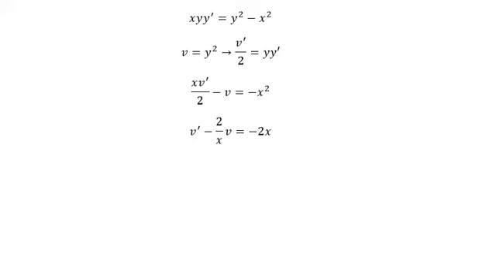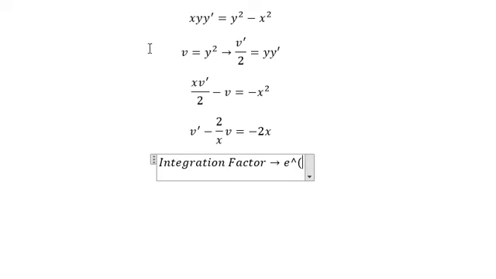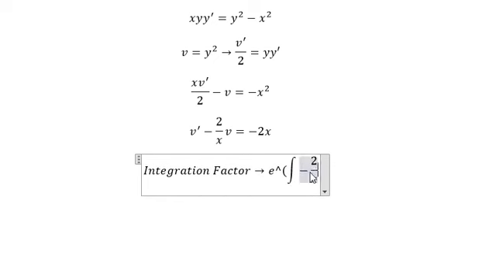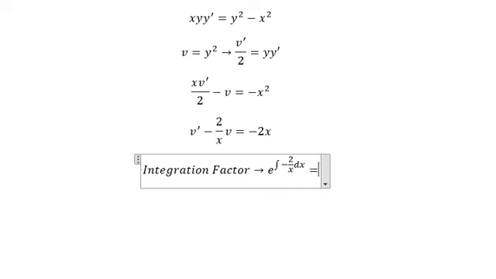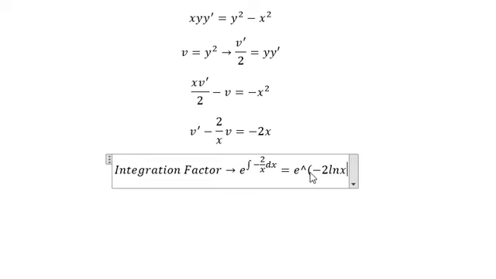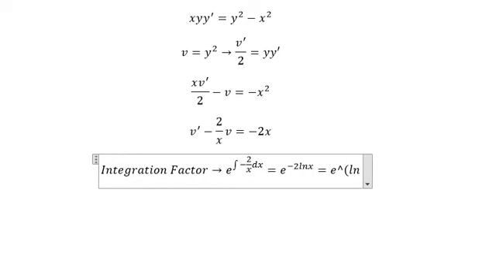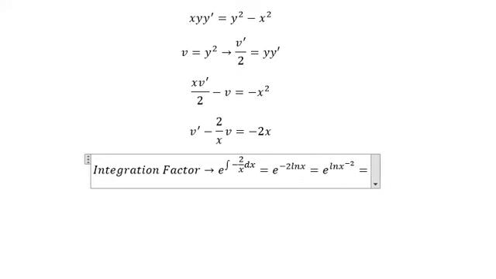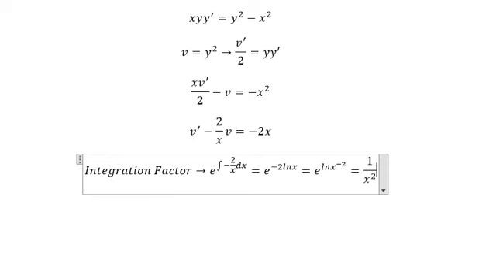Next, we need to find the integrating factor. So we will get e to the power of the integral of negative 2 over s ds. So we get e to the power of negative 2 ln of s. So we get e to the power of ln of s to the power of negative 2. So we get 1 over s squared.